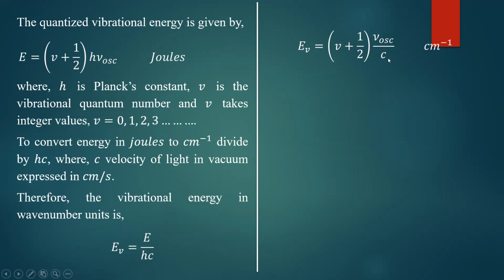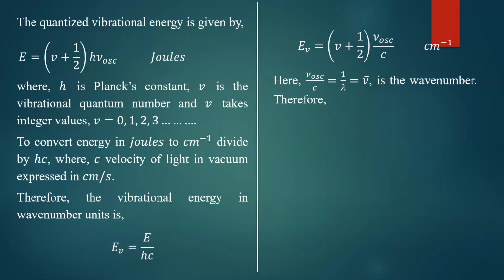h gets cancelled. You will have nu oscillation by c. Here, this is frequency divided by c is equal to 1 by lambda, because you know that the velocity c is equal to frequency into wavelength. So frequency by velocity is equal to 1 by lambda. 1 by lambda, that is the reciprocal of wavelength, is called the wave number, nu bar. Therefore, I can express this energy as E_v is equal to (v plus half) into nu bar, where nu bar is the wave number of the corresponding oscillation.